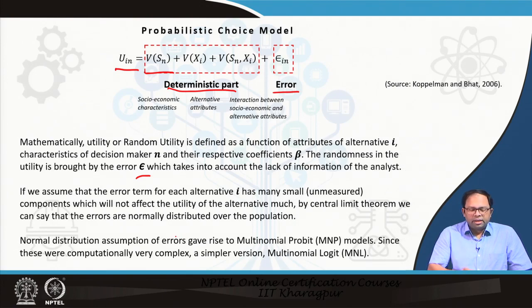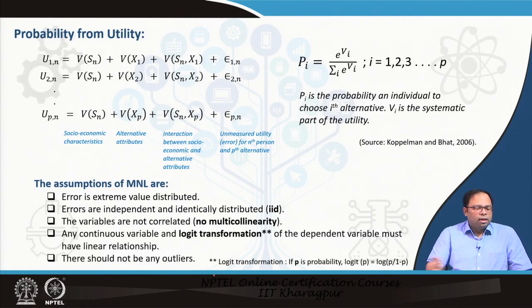then with this assumption of errors, this actually gives rise to the multinomial probit models, which is very difficult to solve, and instead we use the simpler multinomial logit model by assuming that this distribution is not following the normal distribution, it is following the Gumbel distribution, and this makes it computationally much simpler compared to the normal distribution model. So, that is how the multinomial logit model, or this particular form, has come into place.